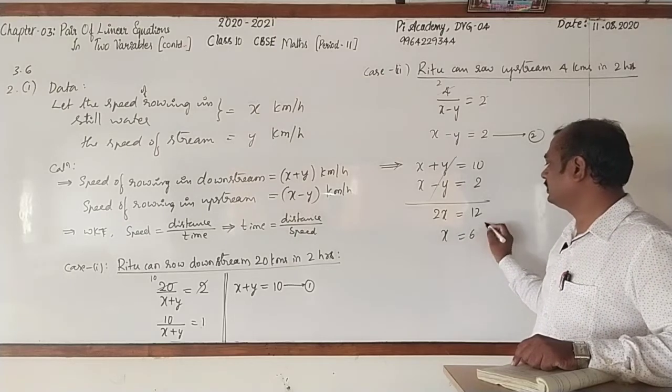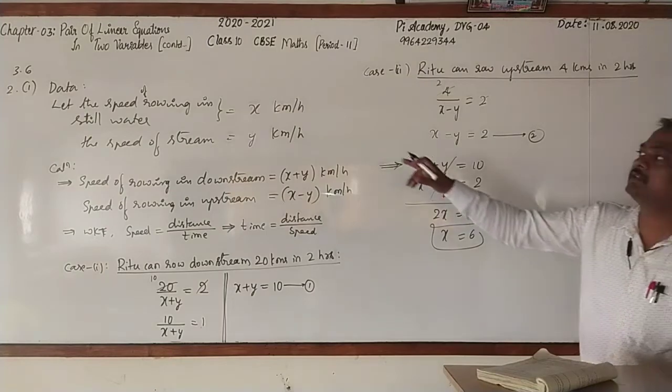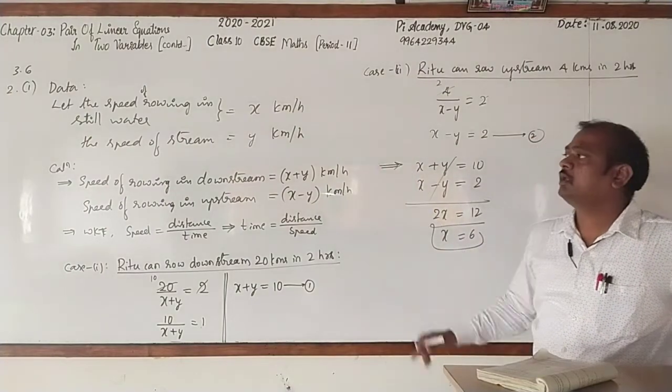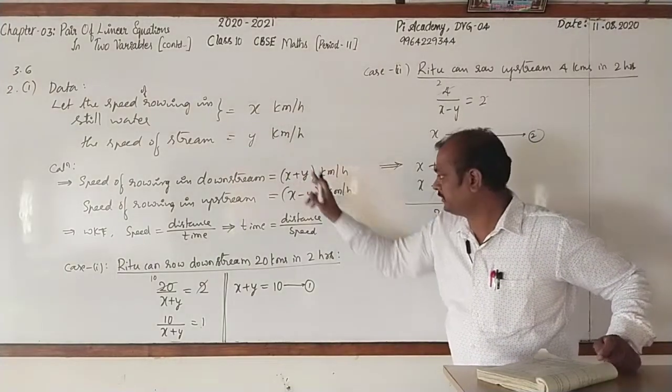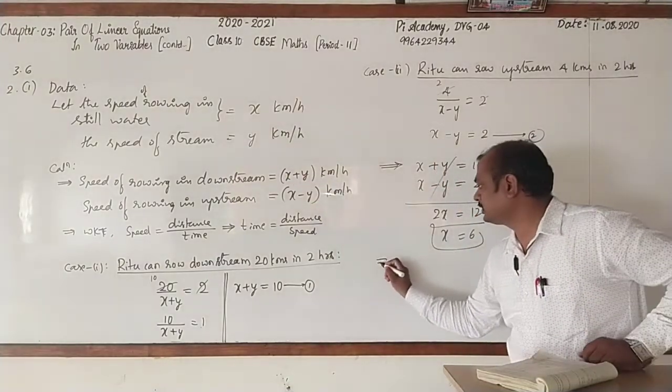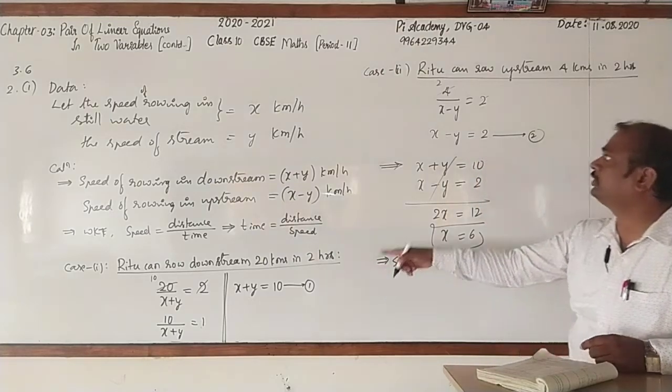X is equal to 6. We got x. What does x indicate? It is the speed of rowing in still water. We should also find out the speed of the stream. Hence we need y. So substitute x equal to 6 in any one of the two equations.